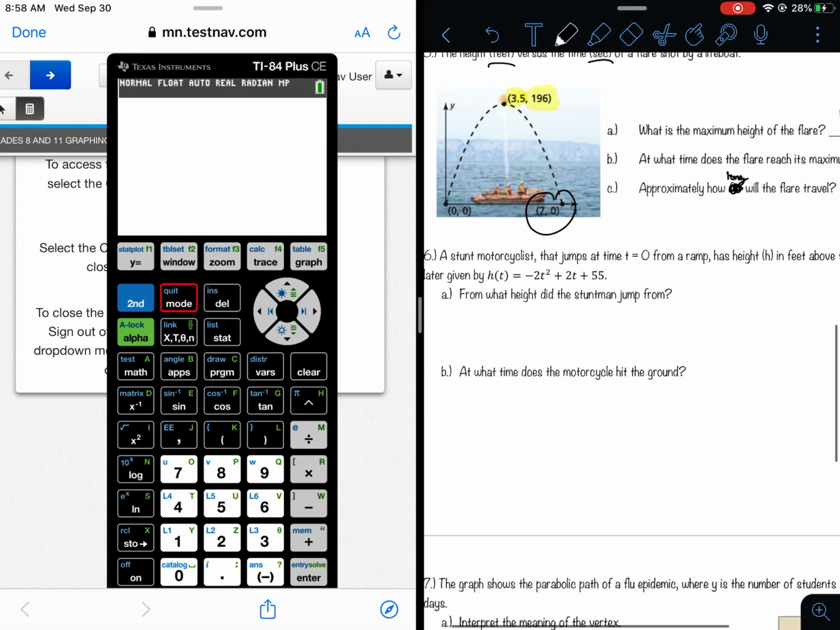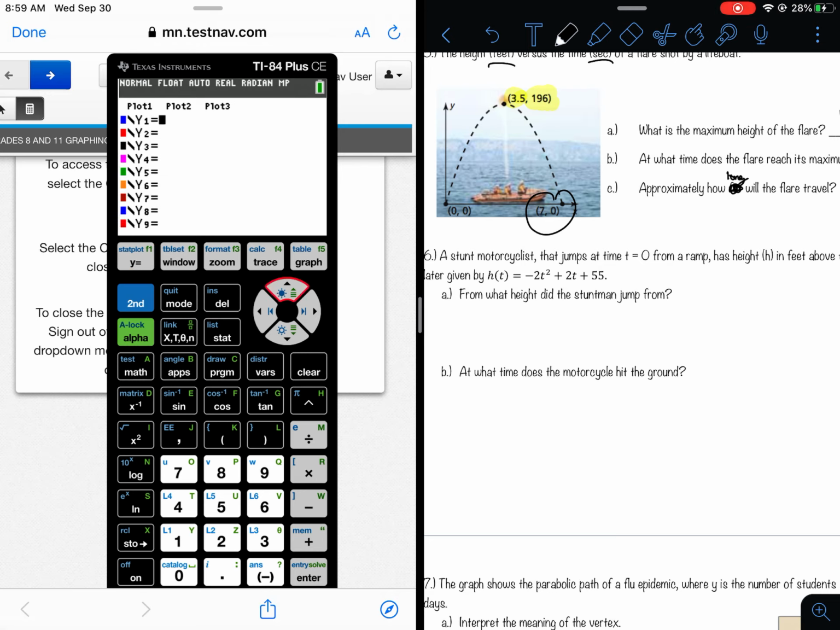The next model here is now they're giving us an equation and we need to figure out all this stuff. So before, they gave us the graph and we had to figure out the information. That's the easy part. But now when they give us the equation, we have to get the graph because we need the graph to find the height and how far it goes and all that stuff. So this is where the graphing calculator comes in. So I can plug this into my graphing calculator.